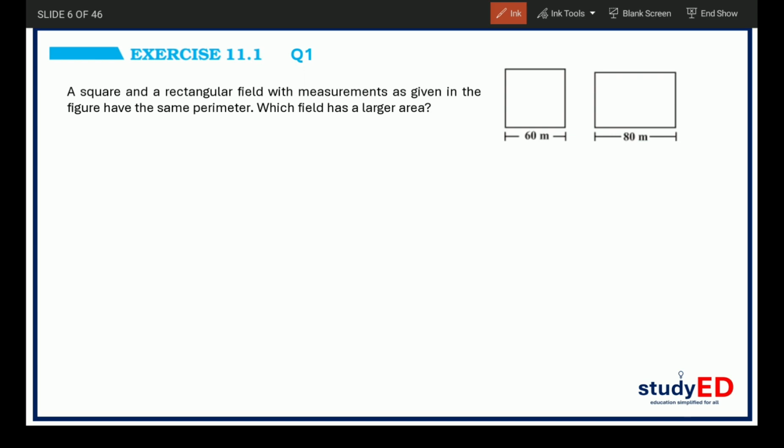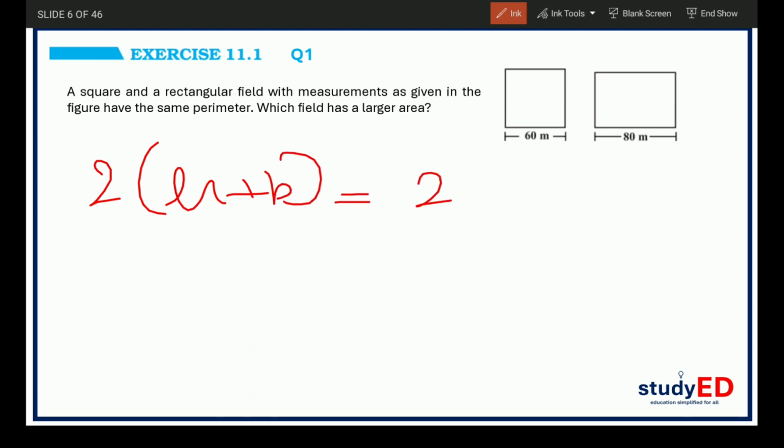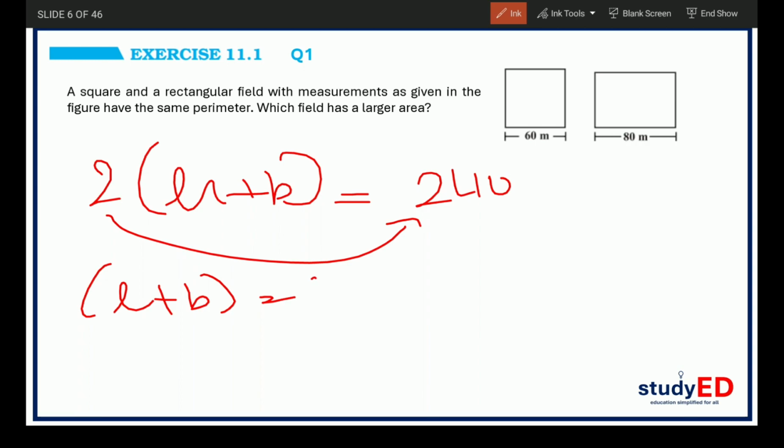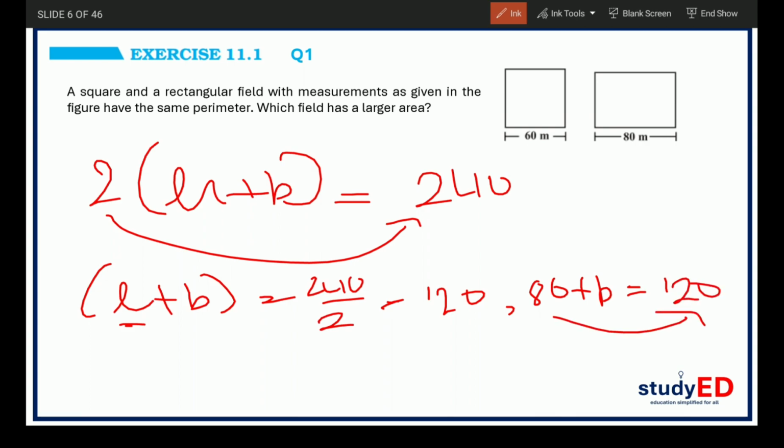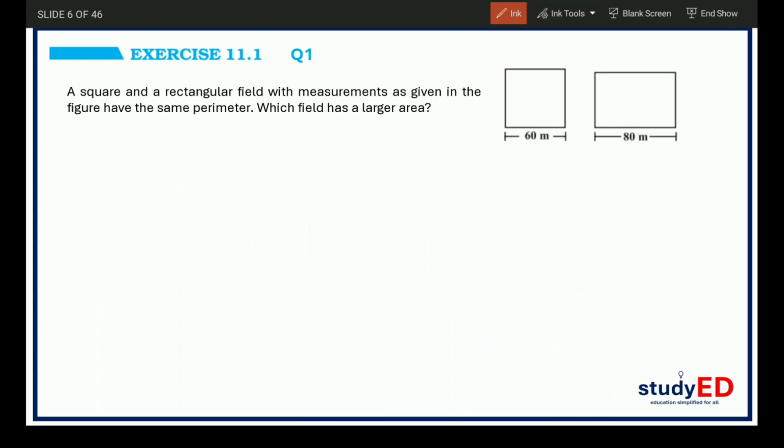So let's plug in the formula and test this out. 2 into (L plus b) is equal to 240. Now let's transpose this 2 to the other side. So L plus b is equal to 240 by 2, which is equal to 120. Now that L is given, we can substitute it. 80 plus b is equal to 120. And if we bring the 80 over to this side, b is equal to 120 minus 80, giving us 40. That means the breadth of the rectangle is going to be 40 meters.